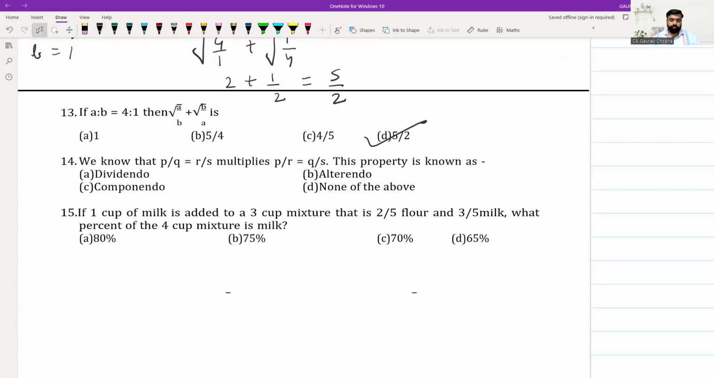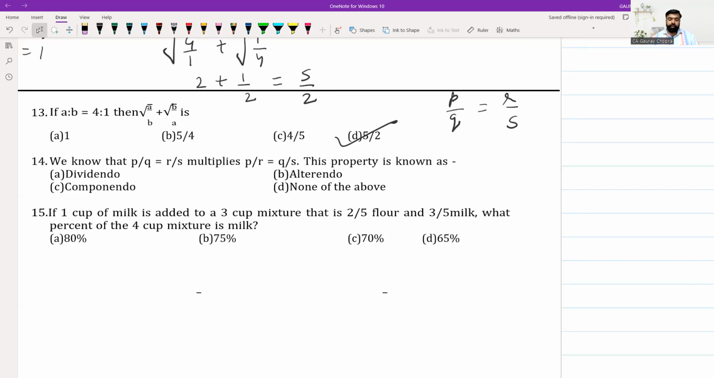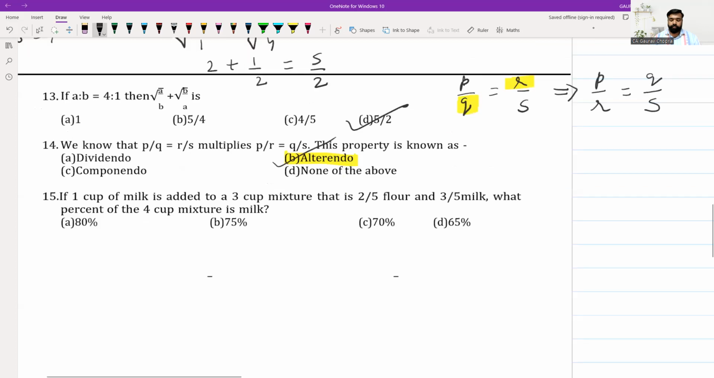Now the 14th one. P by Q is equal to R by S. Multiply by P by R and Q by S. So if this is written as P by R equal to Q by S, that means we have altered these two values. We have altered them, changed them. So this is known as alternando. That is option number B. Option number B. Okay.